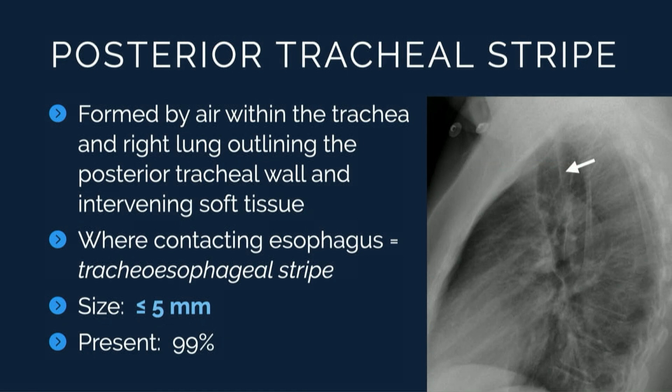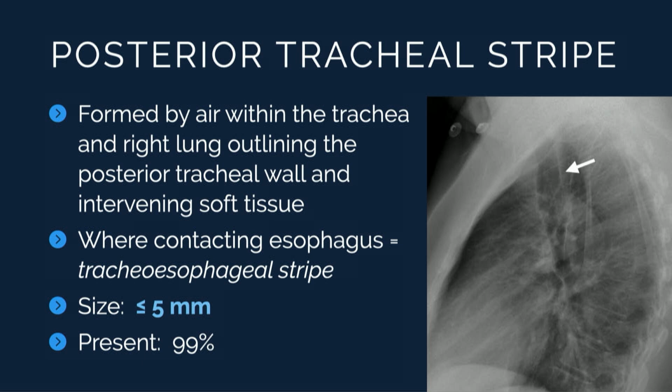In addition to left and right paratracheal stripes, we have the posterior tracheal stripe. And so we see this on the lateral radiograph. If the patient's well positioned, you should almost always see it. So the literature says 99% of the time. I think they wanted to allow some flexibility because you can't always say 100%. But I feel like we see this almost on every single lateral chest radiograph.